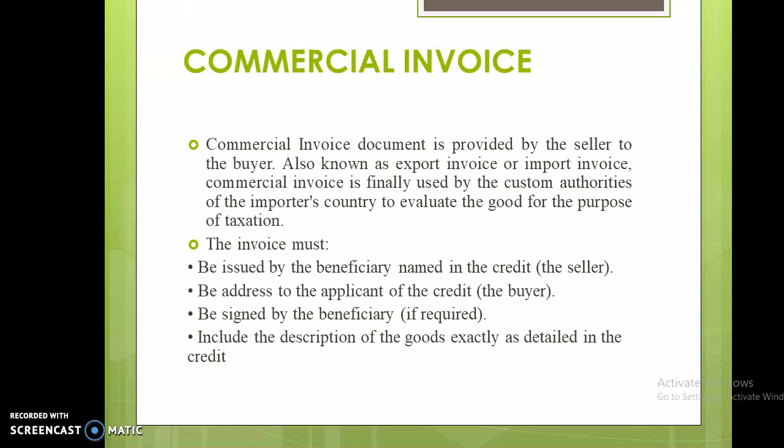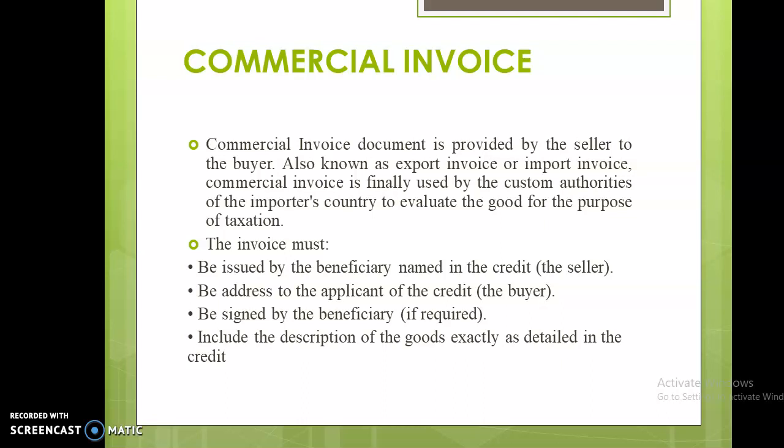And the next one is the commercial invoice. What is this? This is just like an export invoice given by the seller to the buyer. The seller will prepare an invoice and give it to the buyer of the products, and that invoice is known as a commercial invoice or export invoice. Customs authorities need this particular invoice for one purpose, the purpose of taxation. The customs authorities of the importer's country want to evaluate the total amount of goods for the purpose of charging taxes.